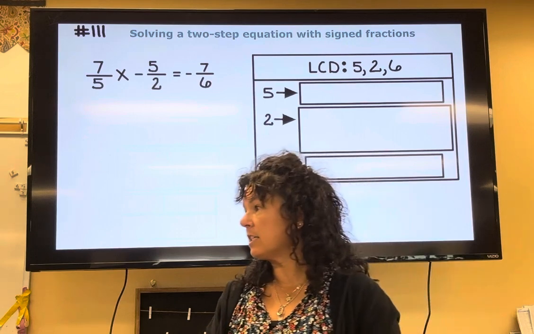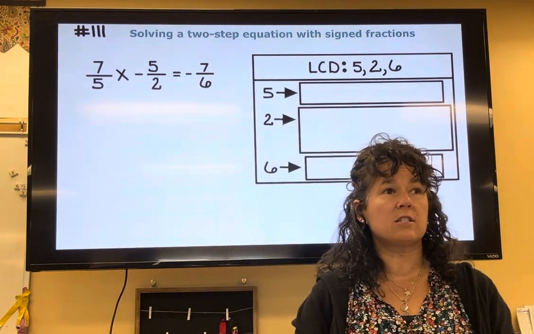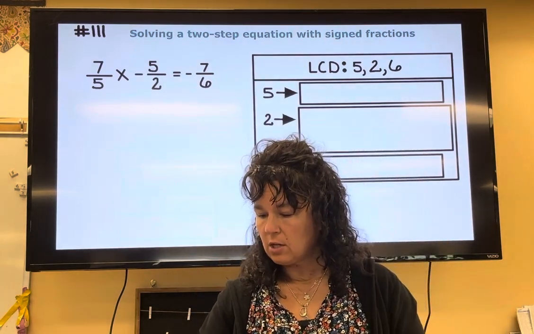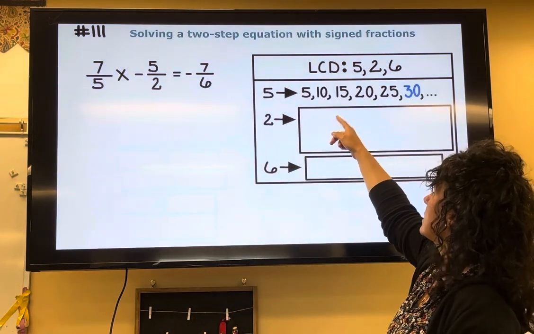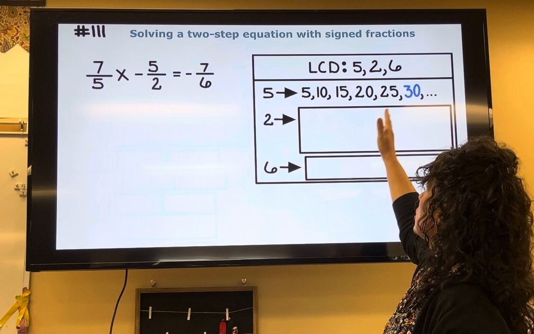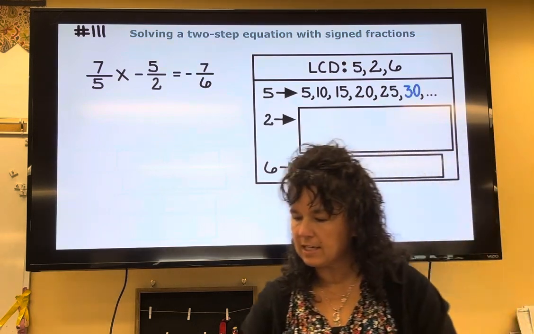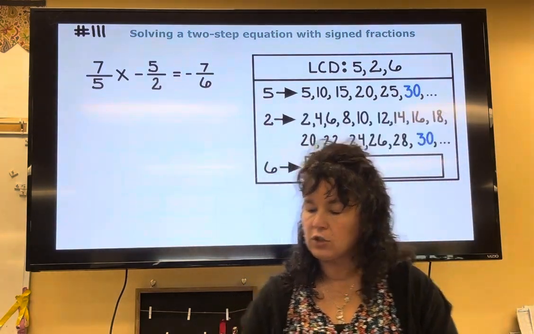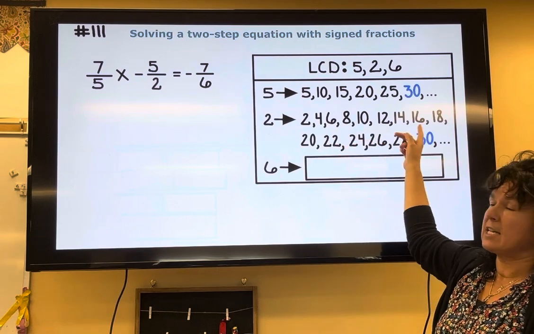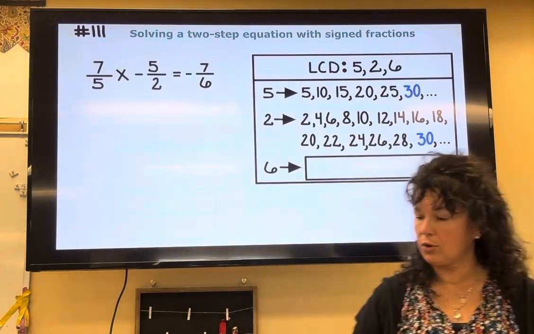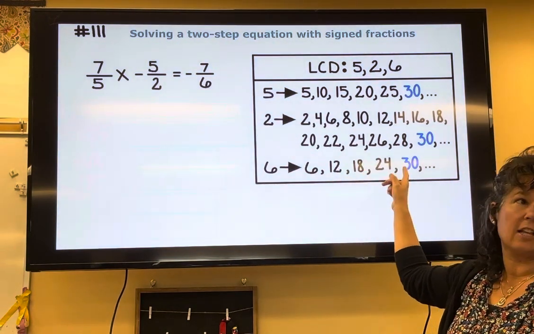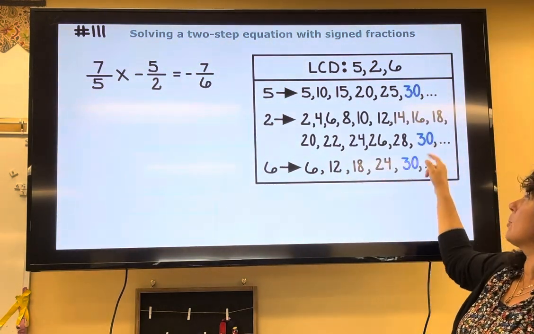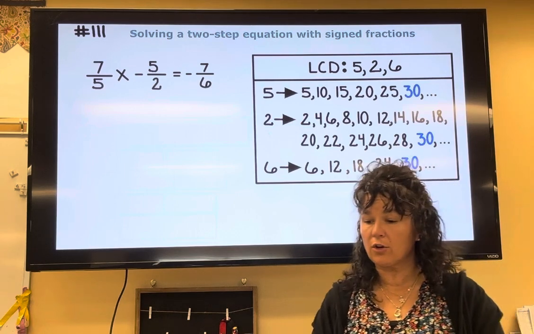Remember, when you find a least common denominator, one way is to list out the multiples. So for example, for 5: 5 times 1 is 5, 5 times 2 is 10, 5 times 3 is 15, 20, 25, 30, keep listing. I could do the same thing for 2: 2, 4, 6, 8, 10, 12, until I get to 30. And for 6, I could do 6, 12, 18 until I get to 30. Notice the first number that all three have in common is 30.